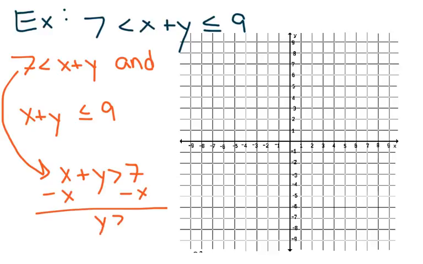Now, I'm going to put this in slope-intercept form. And I find out that y is greater than negative x plus 7. So the y-intercept is 7, and the slope is negative 1. So I'm going to put down one, to the right one, down one, to the right one. Because the inequality does not have the line underneath, it's going to be a dashed line.